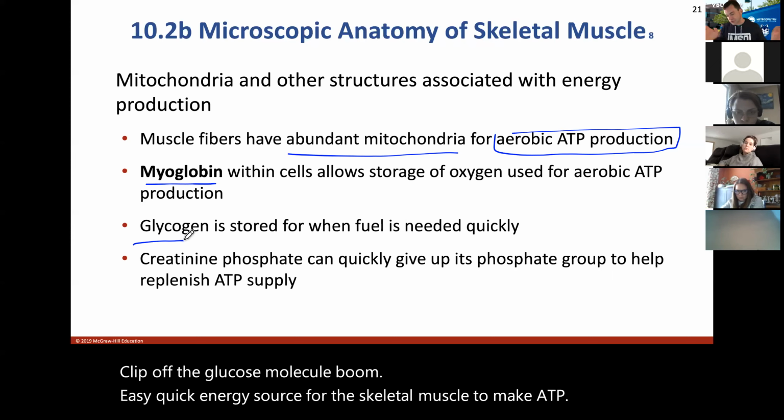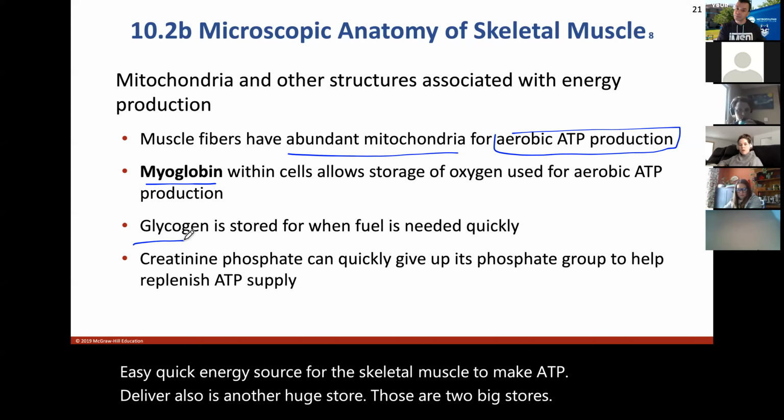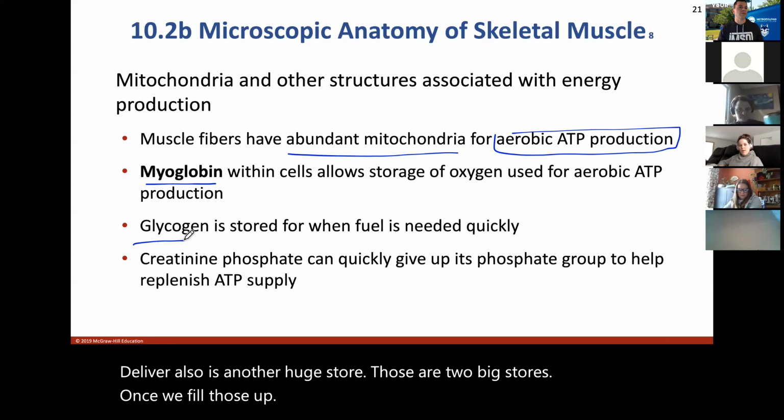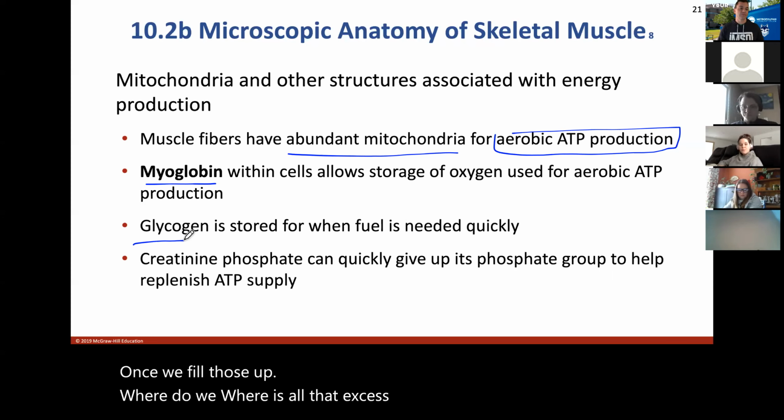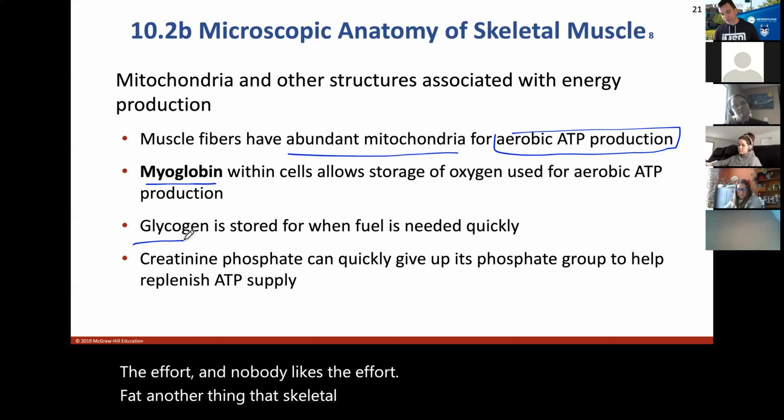The liver also is another huge store. Those are our two biggest stores. Once we fill those up, where does all that excess sugar go to? The F word. And nobody likes the F word. Fat. Another thing that skeletal muscles have that we'll talk about a little bit later is this thing called creatine phosphate.